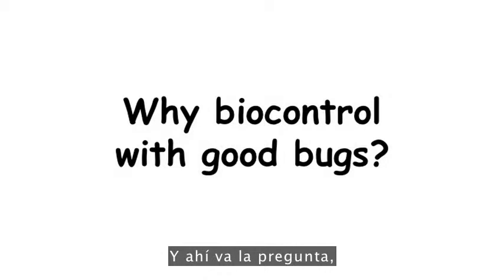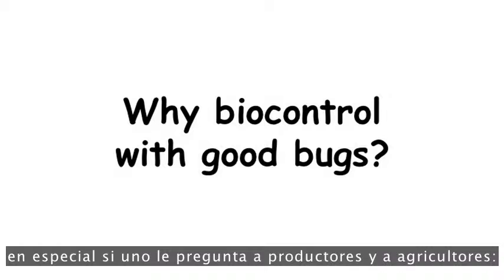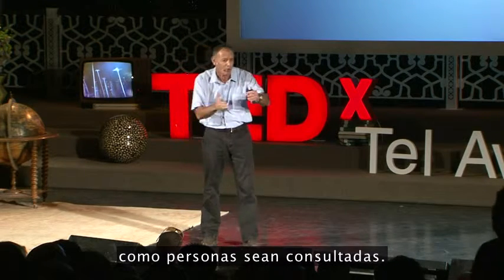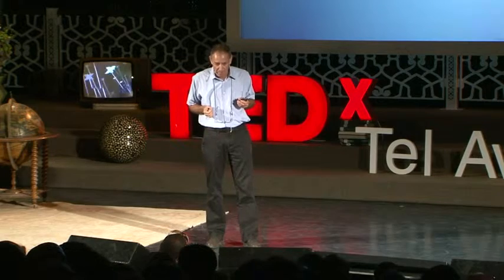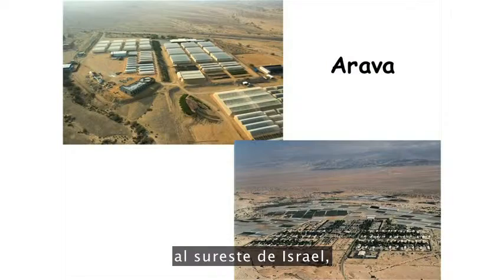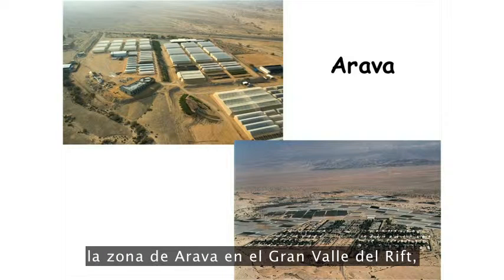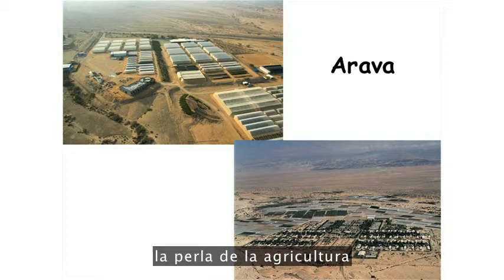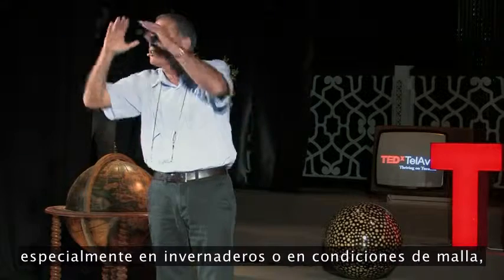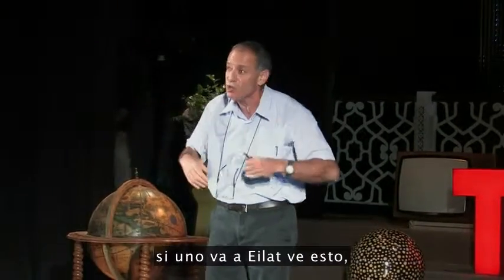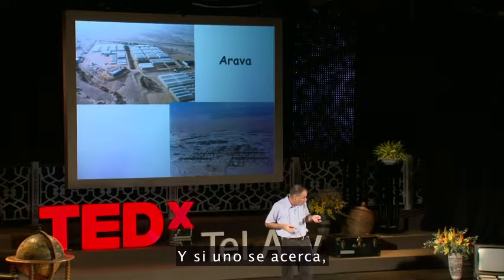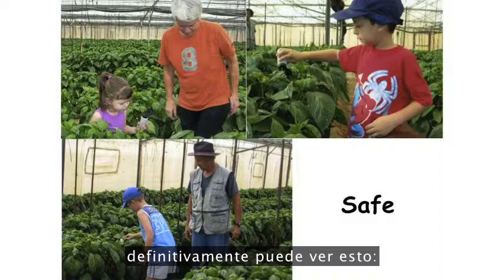And there goes the question, especially if you ask growers, agriculturists, why biological control? Why good bugs? By the way, the number of answers you get equals the number of people you ask. But if we go, for example, to southeast Israel, the Arava Valley, along the Great Rift Valley, where the really top-notch, the pearl of Israeli agriculture is located, especially under greenhouse or screenhouse conditions. If you drive all the way to Eilat, you see this, just in the middle of the desert. And if you zoom in, you can definitely watch this.